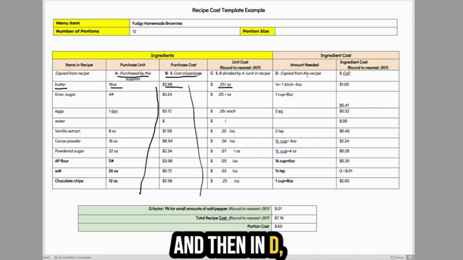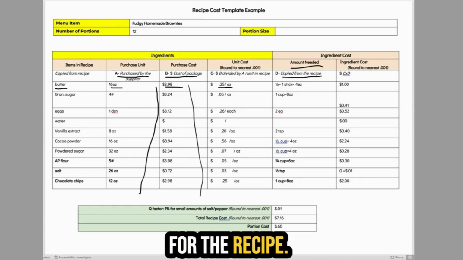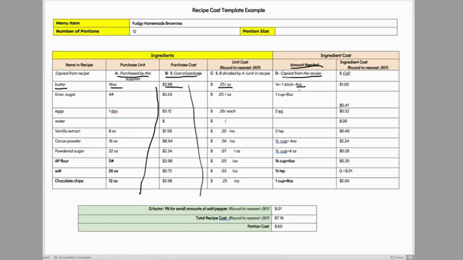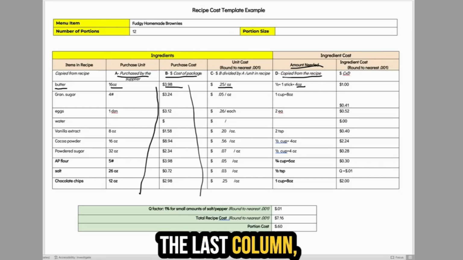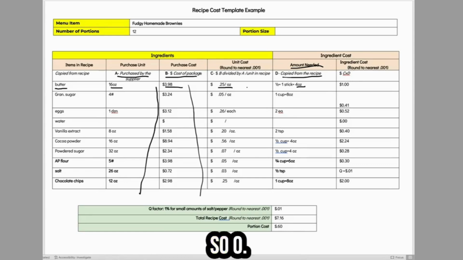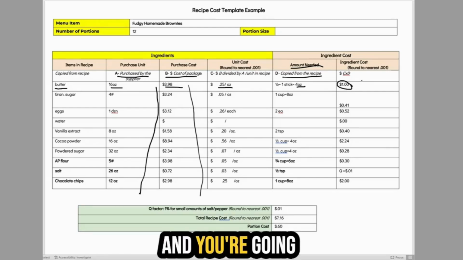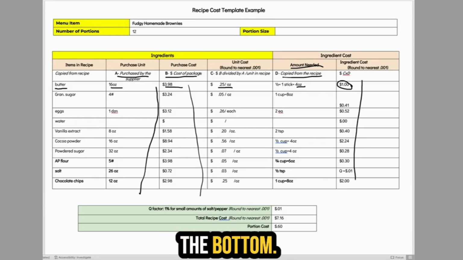And then in D, what you're going to do is copy from the recipe the amount needed for the recipe. Okay, so we need 4 ounces of butter. That's equal to 1 stick or half cup. So at 25 cents, here in the last column, you're going to take column C times column D. So 25 cents times 4 ounces equals $1. And you're going to cost all the way down to the bottom.